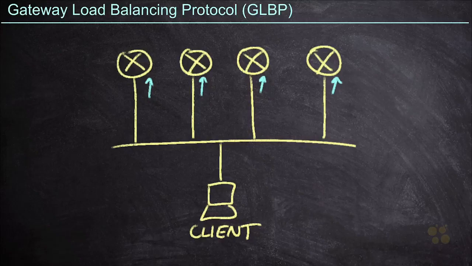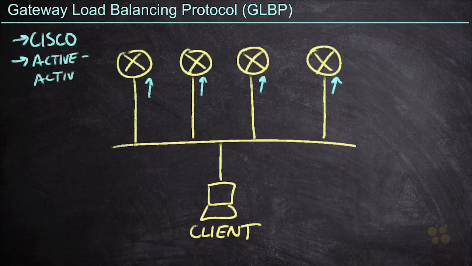The first thing we need to understand about GLBP, by the way, is that it is another Cisco proprietary protocol. So unlike VRRP, we're only going to be able to use this on Cisco devices, which means that all 4 of these routers in our scenario must be Cisco. And again, the goal of GLBP is to do active-active load balancing across multiple gateways. Or potentially, in our case, active-active-active-active. And specifically, we can support up to 4 different gateways in the environment.